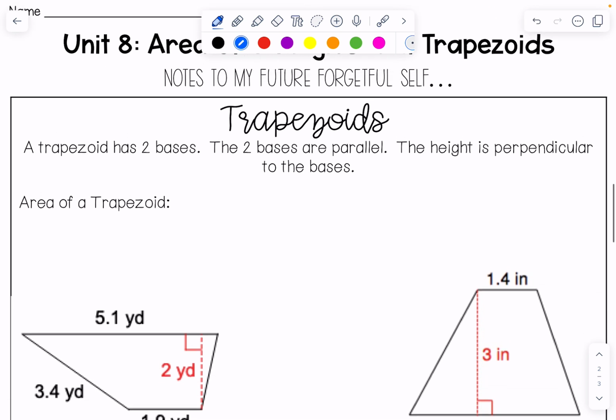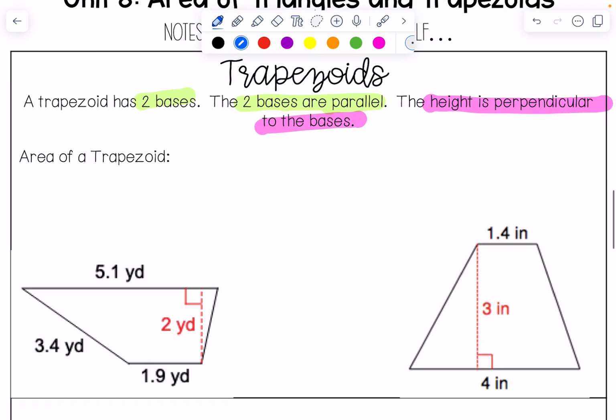For our trapezoid, a trapezoid actually has two bases, so that's important to know, and the two bases are parallel to each other. And then again, the height has to be perpendicular to the bases. So when we figure out the area of a trapezoid, the formula is going to be the sum of our bases, base 1 plus base 2, times the height, and then take half of that.